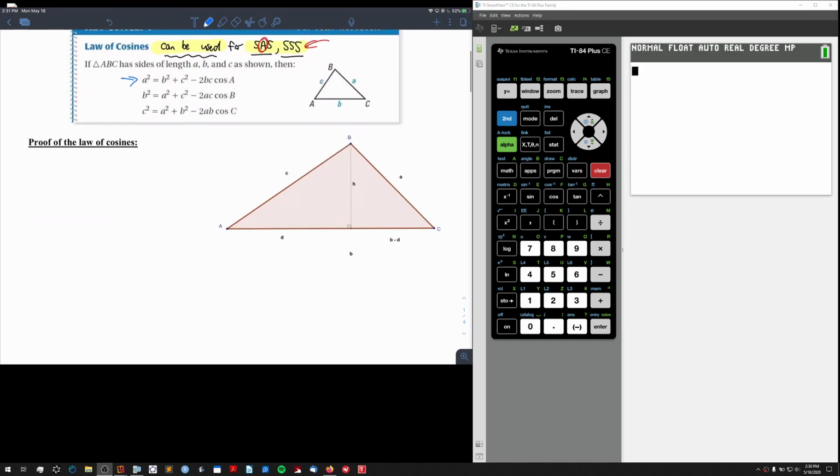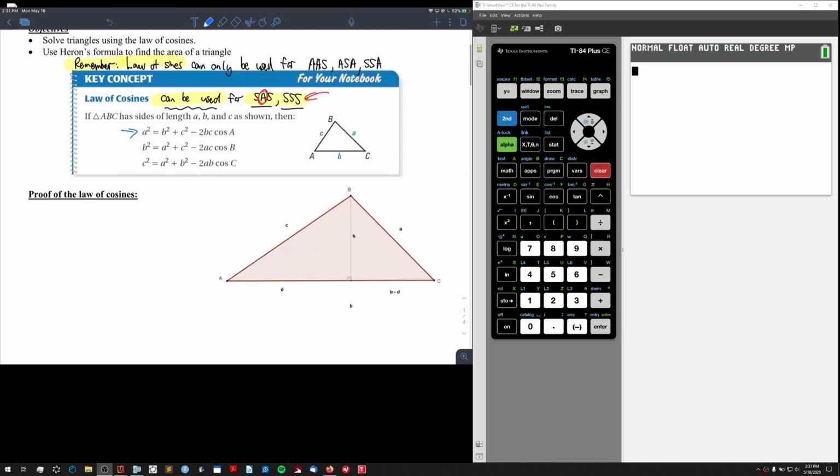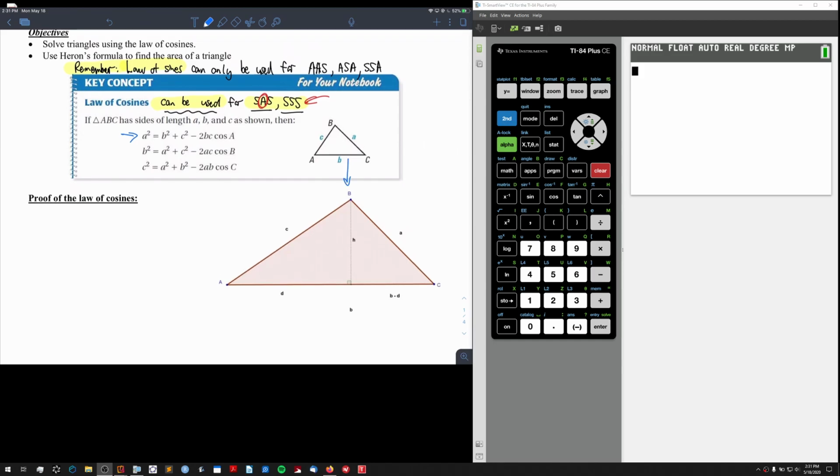So we took this triangle, and all I did was drop in an altitude. I just dropped in this altitude h. And then I said, if I drop in the altitude here, what's the distance from here to here? And I just called that d. And the whole distance, the length of the side opposite angle B, is small b. So the whole distance here is small b. You know that already.